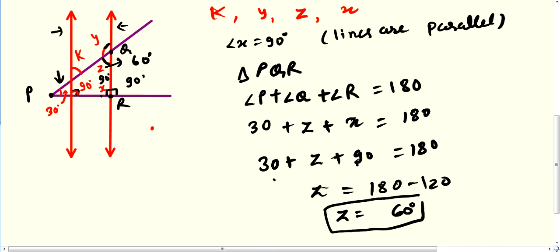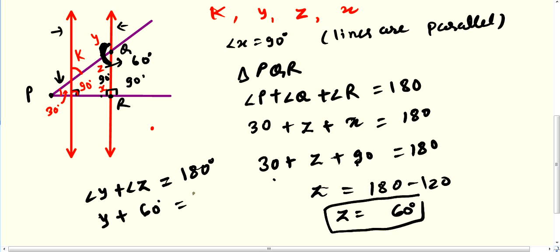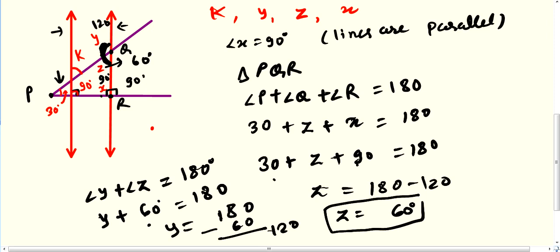Now as you can see, this y and this z are adjacent angles and together they are making 180 degrees. So how can you find y? Angle y plus angle z, these two are adjacent angles on a straight line, so they equal 180 degrees. Z that we have calculated is 60 degrees, so y plus 60 equals 180 degrees. Transpose this 60 to the right hand side, so 180 minus 60, it will be 120. So we got here y as 120.